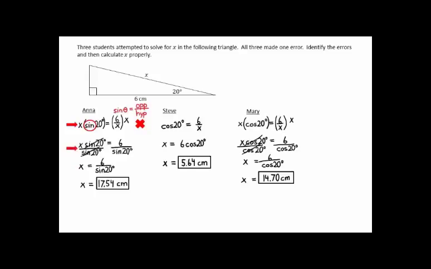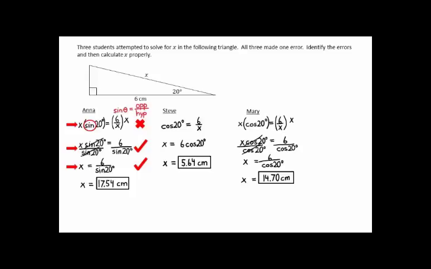For her second step, to get from sine 20 degrees equals 6 over x, she multiplied both sides by x. This results in x times sine 20 degrees equals 6. That's a perfectly good step. For the next step, she divided both sides by sine 20 degrees, which leaves x by itself as 6 divided by sine 20 degrees. Again, this is correct.